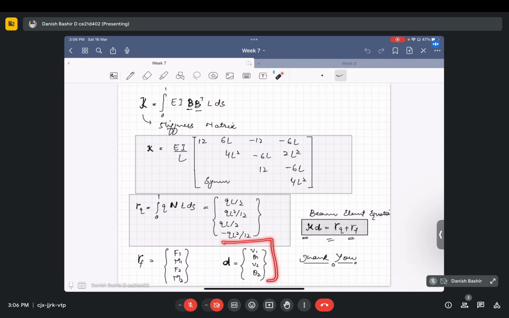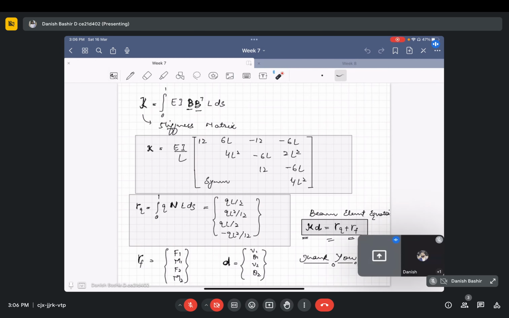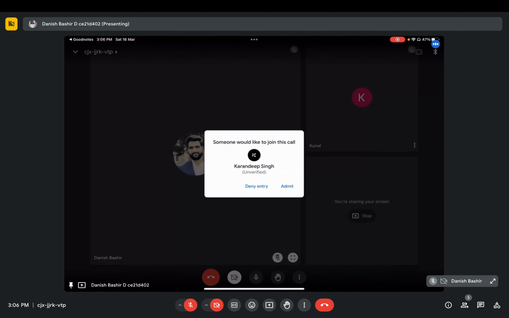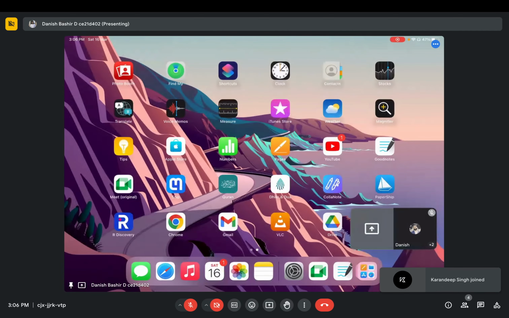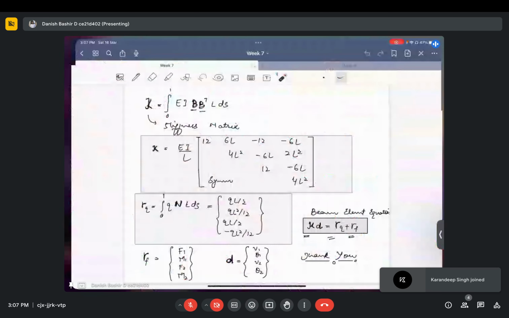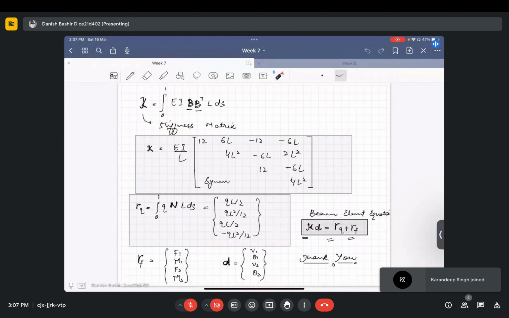And we have one more vector that we already know, the displacement vector, or the vector of degrees of freedom. We have two degrees of freedom at each node, as I told you in the last class. One is the vertical displacement and one is the rotation or the slope at that point. Since we are having a two noded element, we have 4 degrees of freedom in total. So our stiffness matrix also comes of order 4 cross 4.